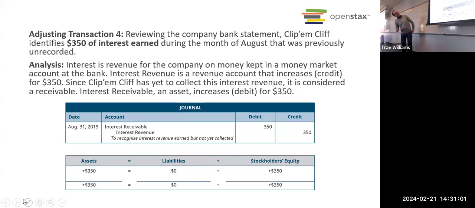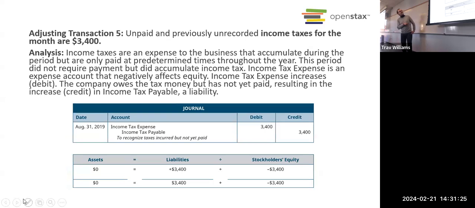Then, let's see. We earned some interest. So again, we made a loan to somebody and we earned some interest from that loan. They haven't paid us yet, so we have interest receivable. Just like accounts receivable, that is an asset, even though we didn't get the money yet. And then the revenue that we earned increases our equity.